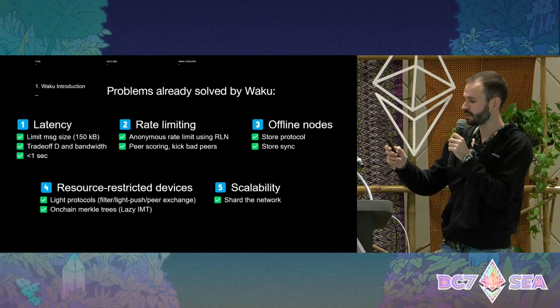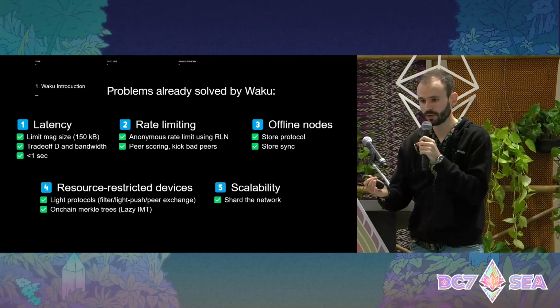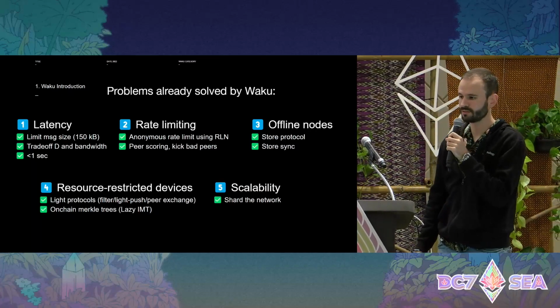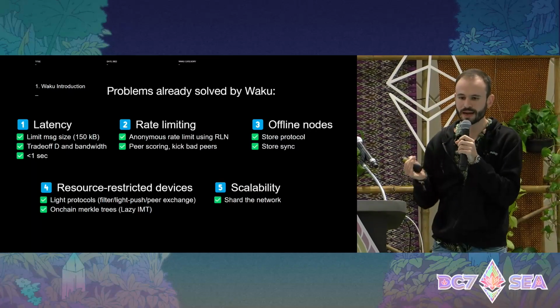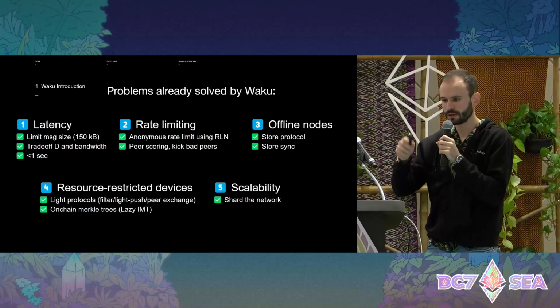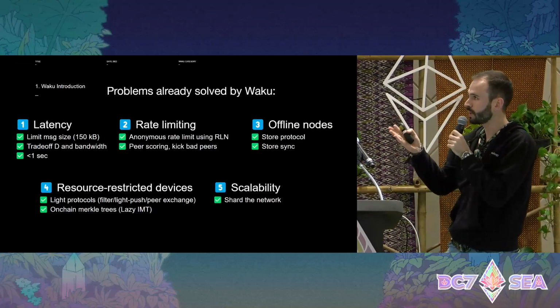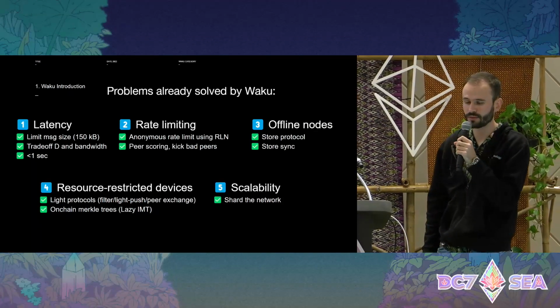So as I said before, Whisper had some problems, and Waku has solved most of them in the last years. First of all, latency. So in a network with the properties of Waku, latency is very important because the messages don't go directly from point A to point B, right? They travel through many nodes, jumping multiple times, right? So to fix this, we have limited the message size to 150 kilobytes.